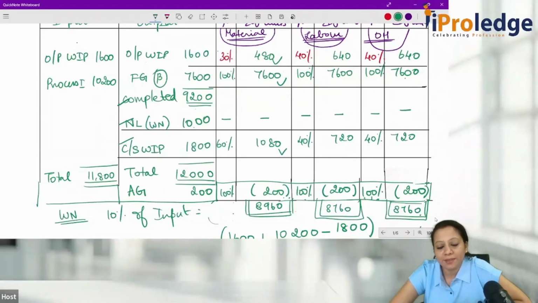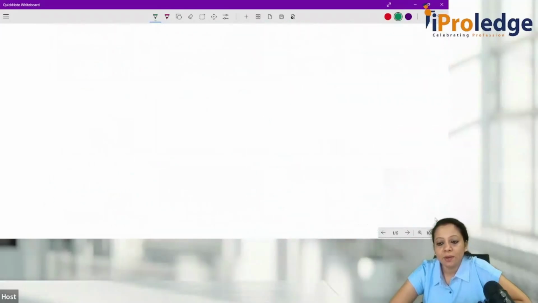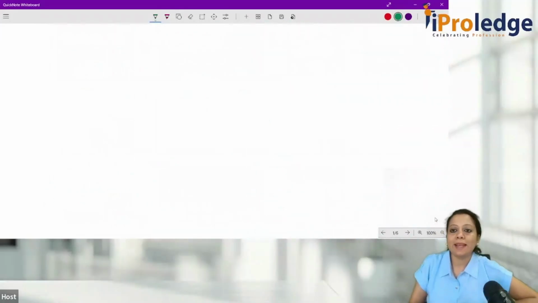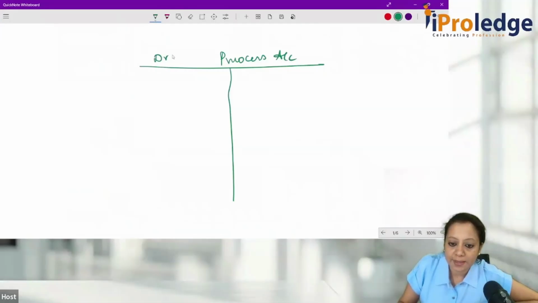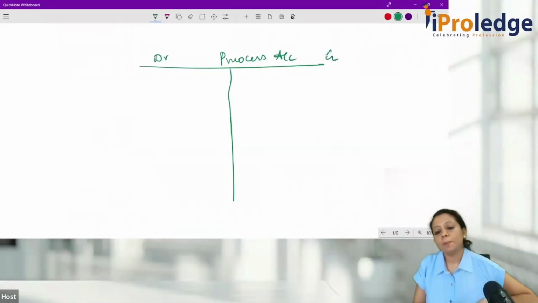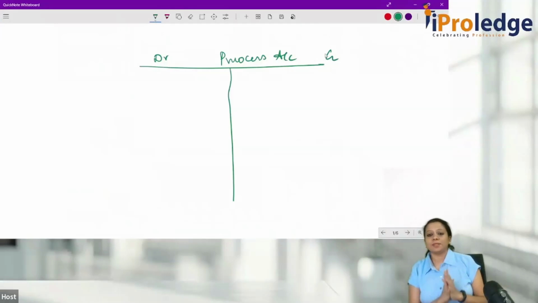So shall we proceed, everyone? So now I will tell you why abnormal gain is credited and how the process account will look like. So the process account, what is the format? Let us understand. So process account means what? First of all, we are accounting for all the cost as well as normal loss and stock as far as one process is concerned.